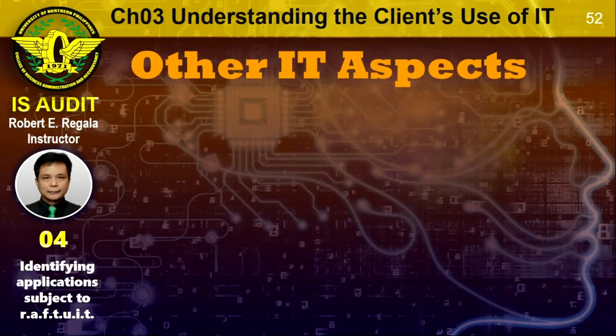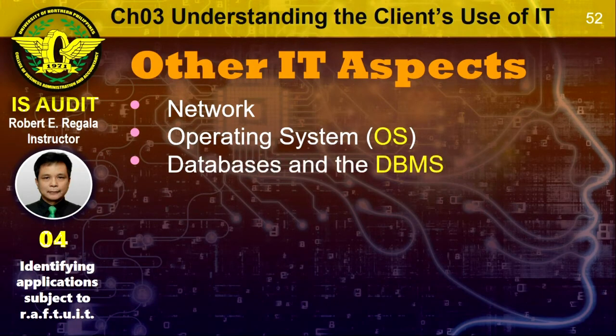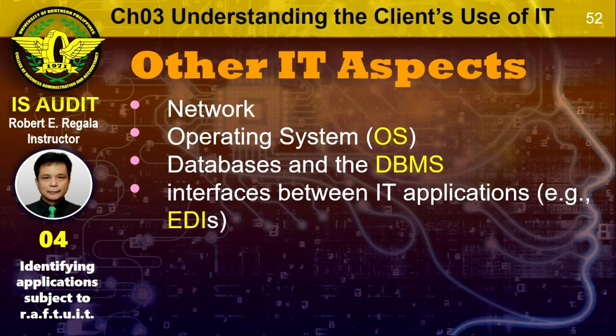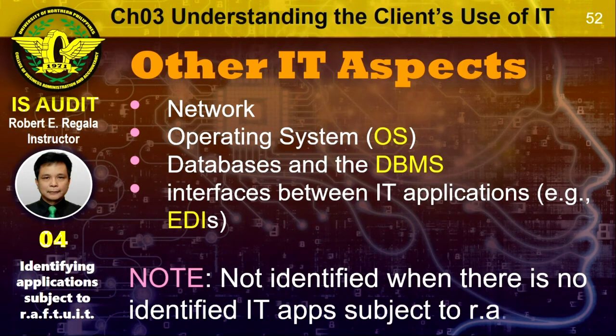The other aspects of the IT environment that may be subject to risks arising from the use of IT include the network, operating system, and databases, and in certain circumstances, interfaces between IT applications, most particularly when it is interfaced with external parties. Other aspects of the IT environment are generally not identified when the auditor does not identify IT applications that are subject to risks arising from the use of IT.